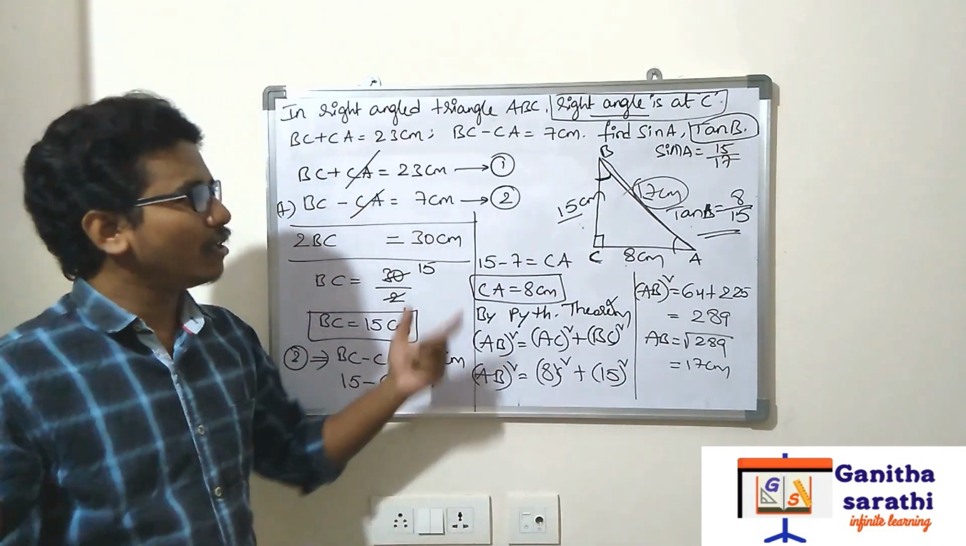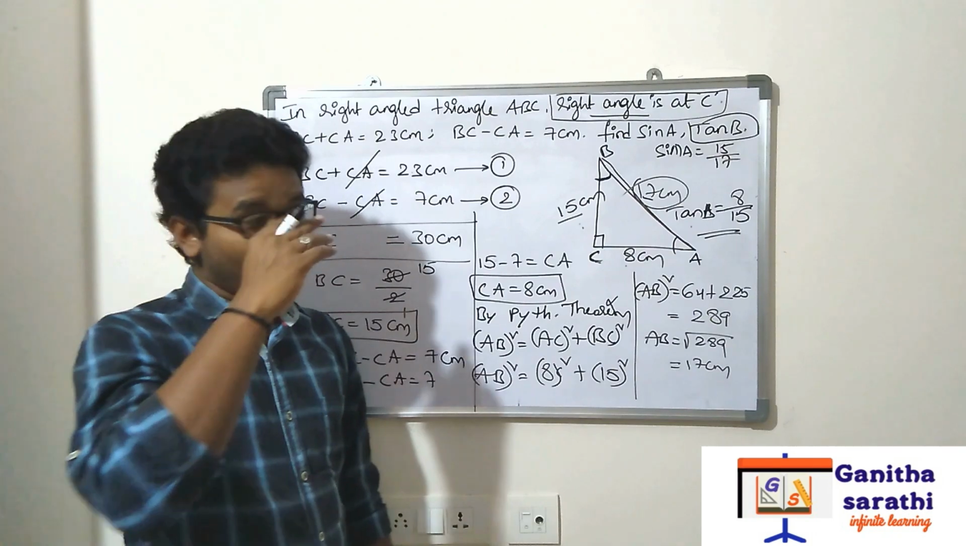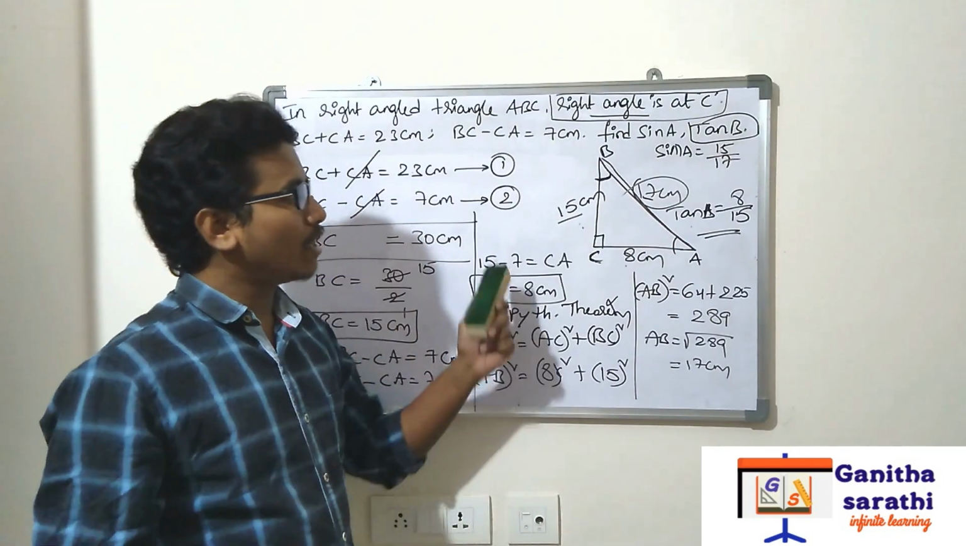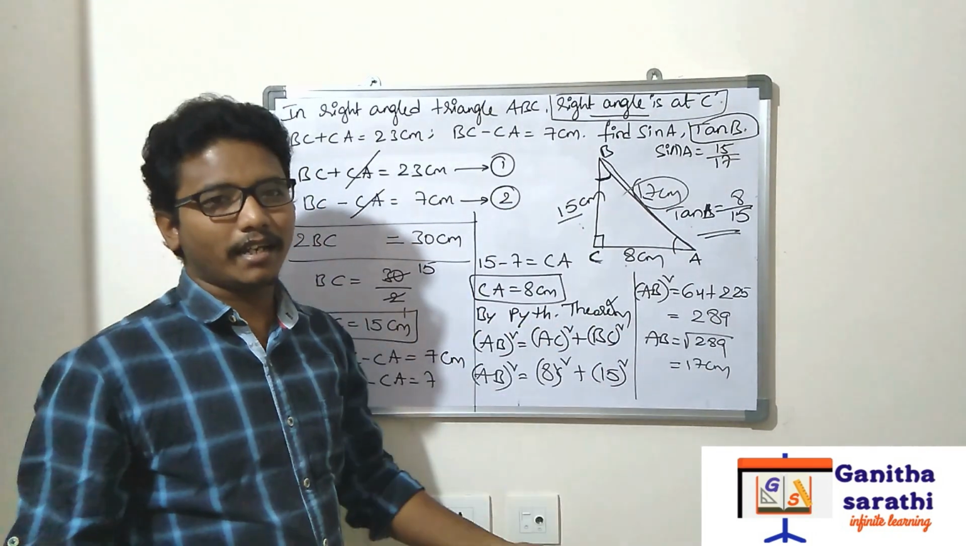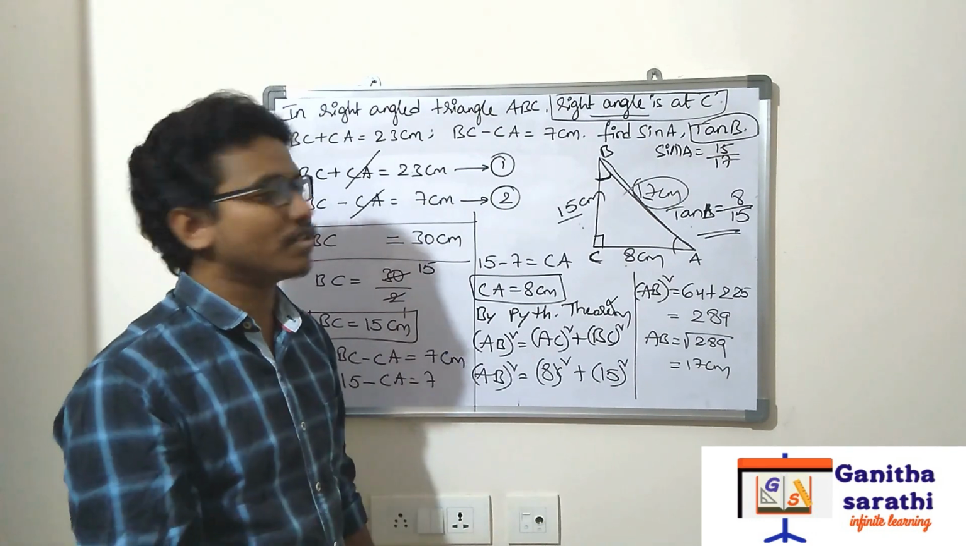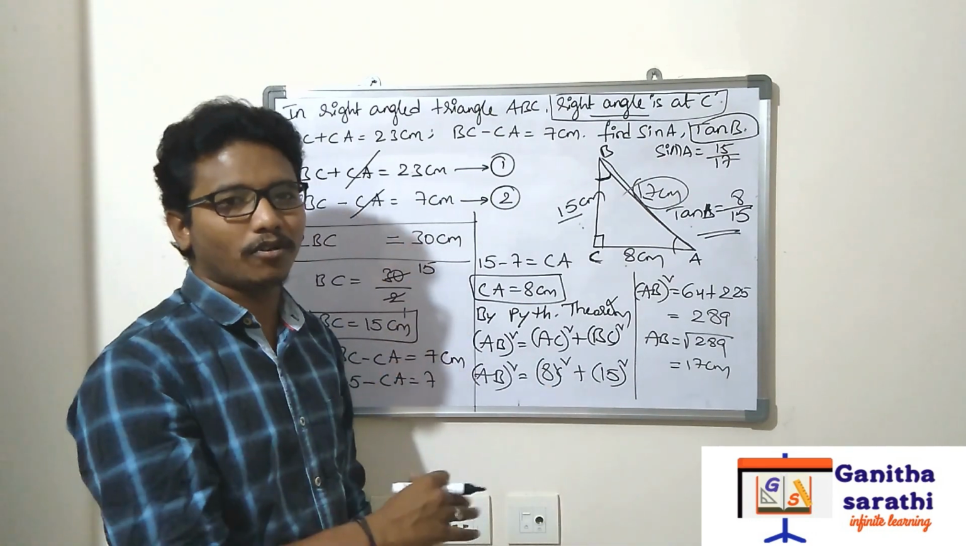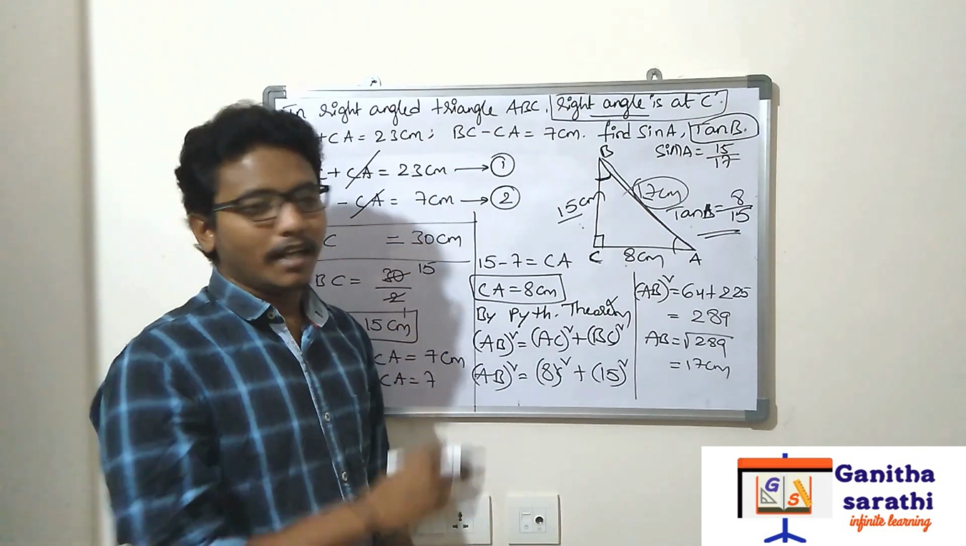Now let's move on to the topic which I mentioned yesterday. What is that? The trigonometric ratios of angles from 0 to 90 degrees and the geometrical proof for 0 to 90 degrees. Let's move on to the topic.